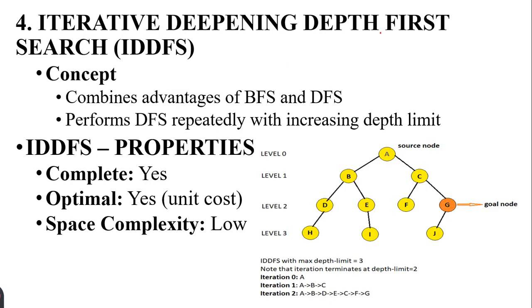Next, iterative deepening depth first search. The concept is to combine the advantages of BFS and DFS, performing DFS repeatedly with an increasing depth limit. In DLS we set a limit; here you can see the limit is 3. Note the iterations, depending on the limit, is 2. First, iteration is 0. At position 0 we have A, at position 1 we have A, B and C. You can see that the goal is reached in this position. If you want, we can go to the next stage, because we combine the advantages of BFS and DFS in iterative deepening depth first search.